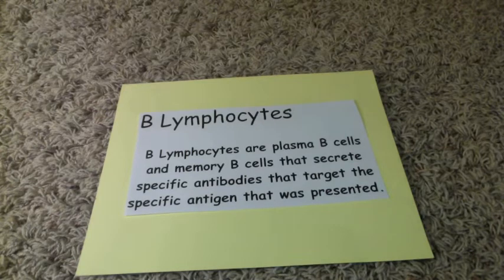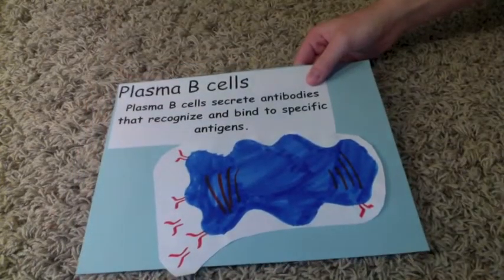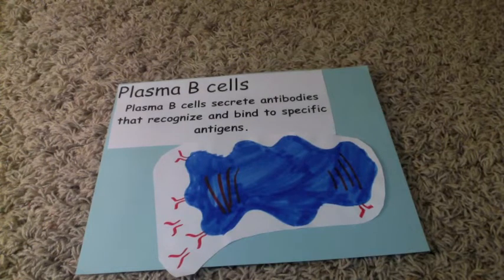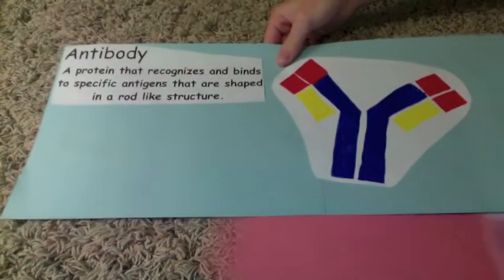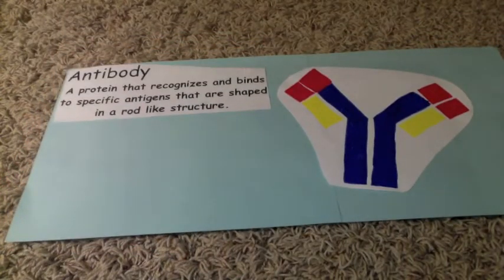Plasma cells secrete antibodies, which are produced by B cells that recognize and bind to specific antigens. Antigens stimulate the production of antibodies. Memory B cells linger around just in case the same pathogen comes back. An antibody is a protein that recognizes and binds to specific antigens that are shaped in a rod-like structure.